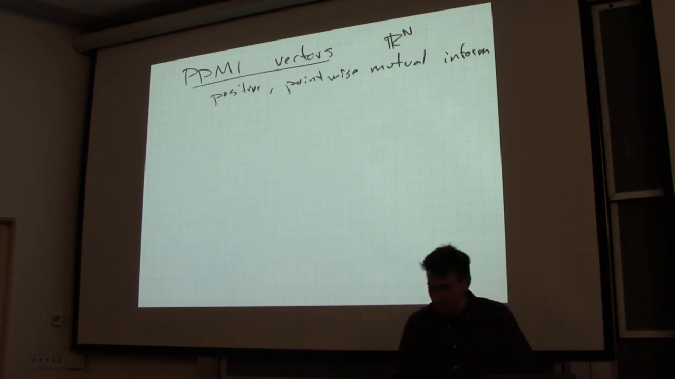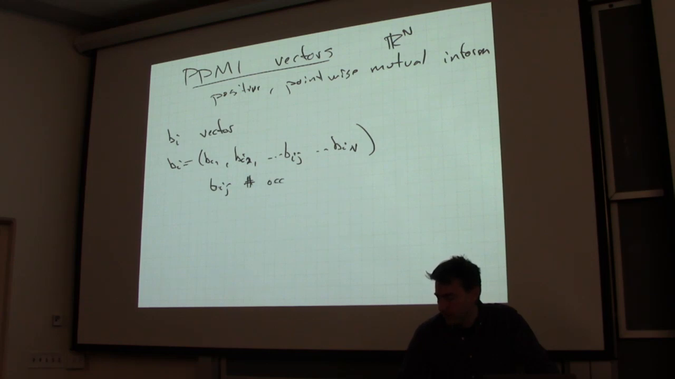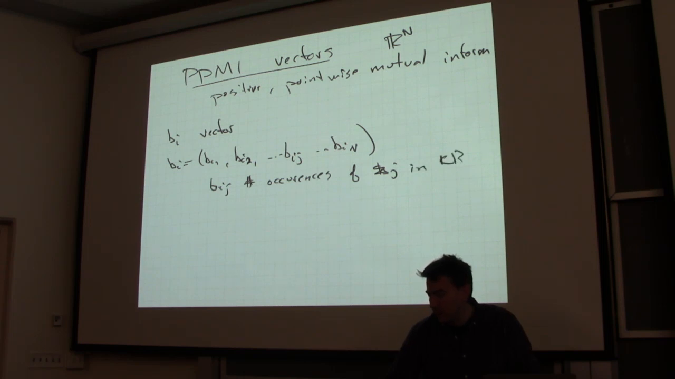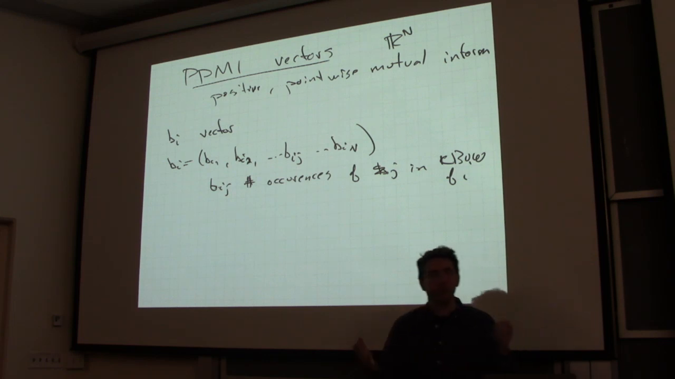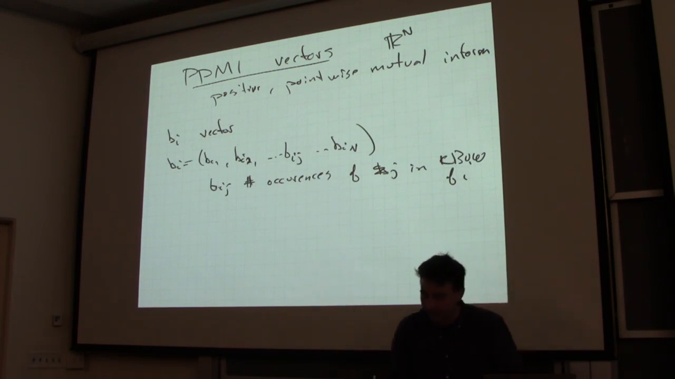Okay. So the idea here is I'm going to start with this vector B_i, which is B_i1, B_i2, up to B_ij, up to B_in, where B_ij is the number of occurrences of j in the context window of i. So the number of times, say, a word is within the 3-word window of Apple. That was the example we had before.